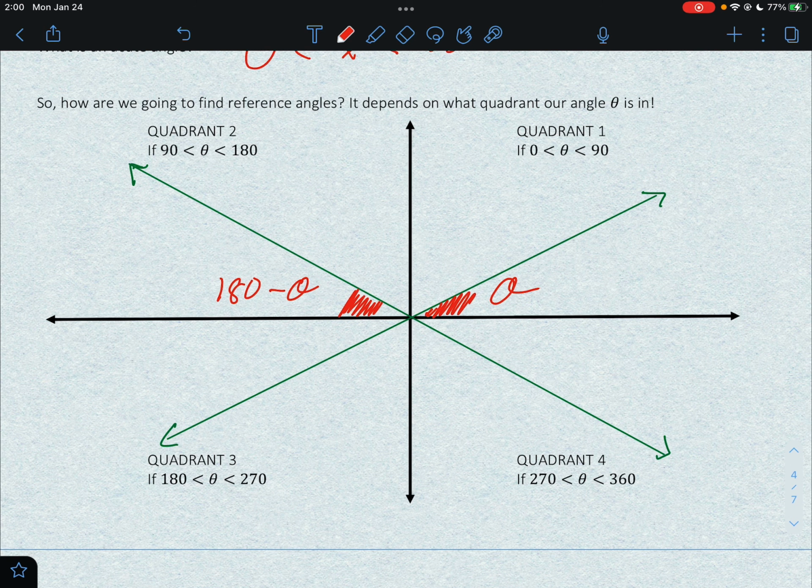For quadrant 3, we're talking about this angle down here. All right, and since this is theta and this is 180, we're going to do theta minus 180 to get that angle in there. And in the fourth quadrant, since this is 360 and this is theta, to get this angle here, we're going to do 360 minus theta.